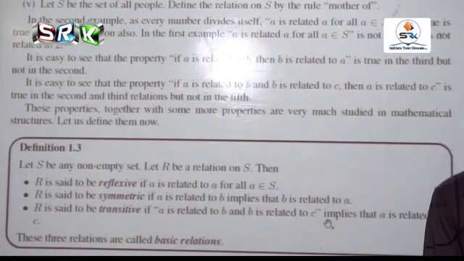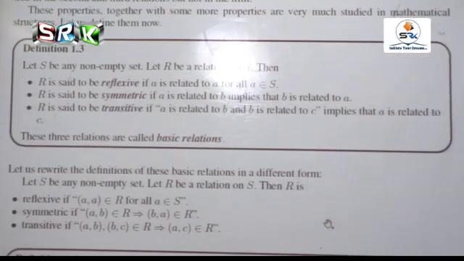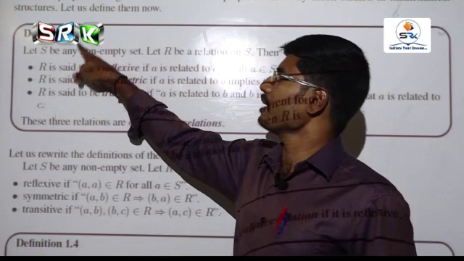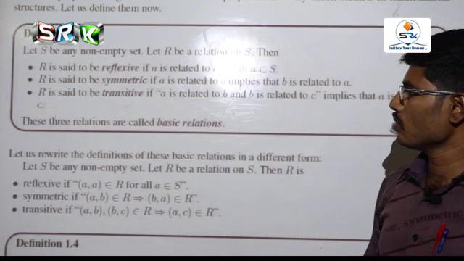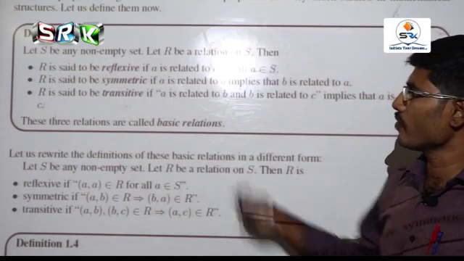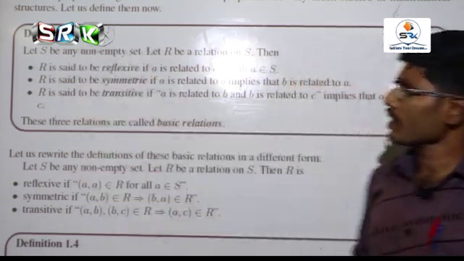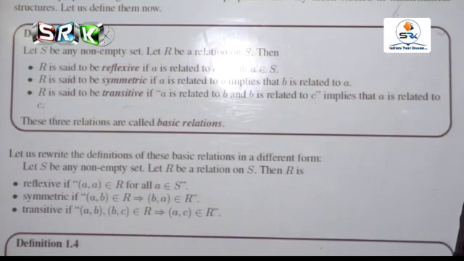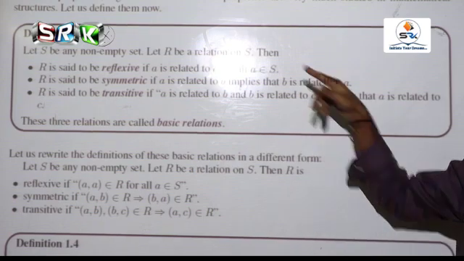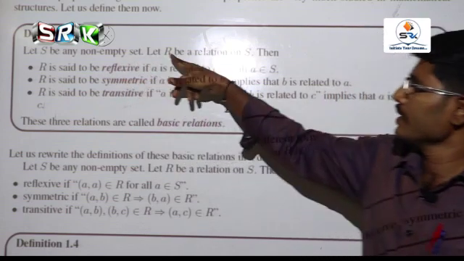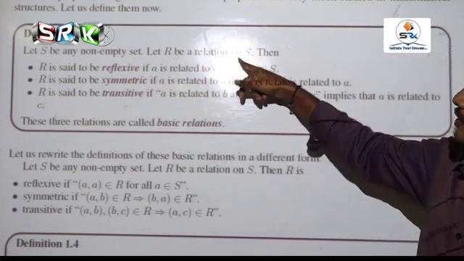What about the definitions? How do they find these out in the definitions? Let S be a non-empty set. These are our 2 mark questions. Basic relations will be considered. The definitions will be important. Let S be any non-empty set. Let R be a relation on S.